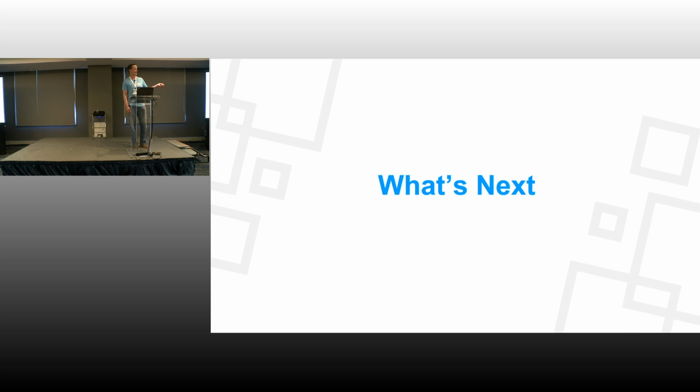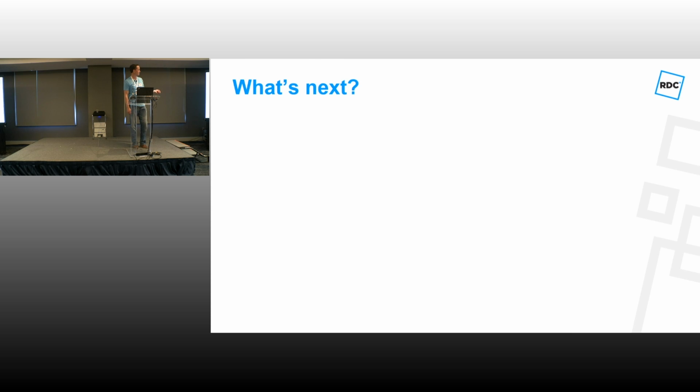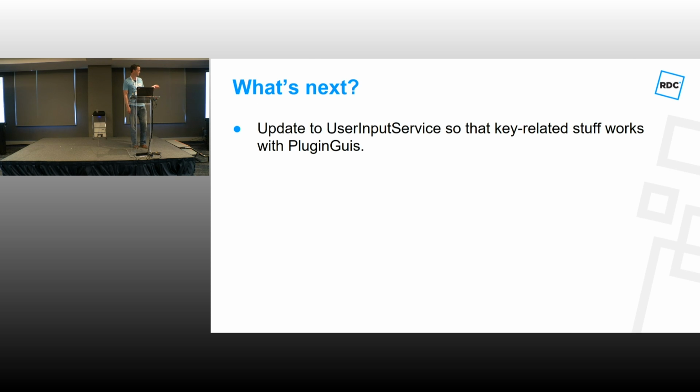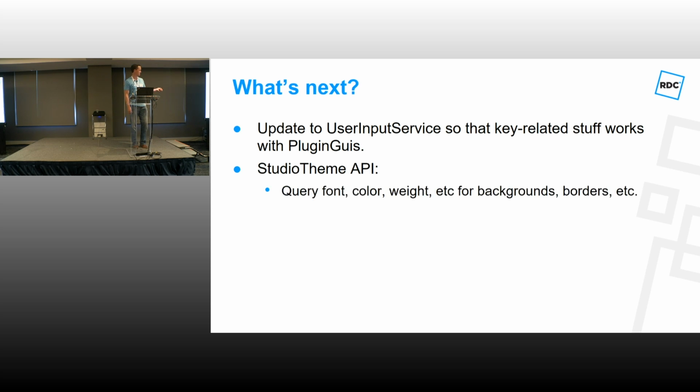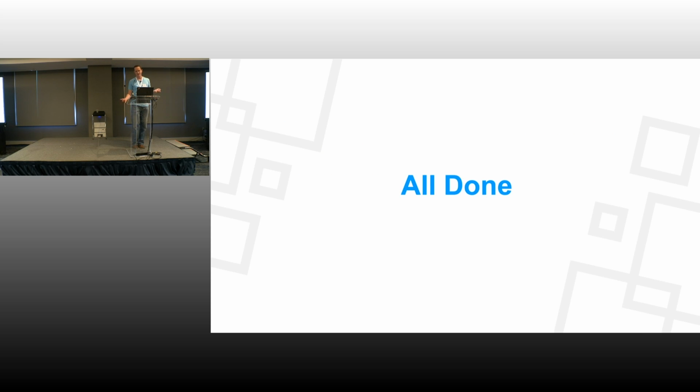Final topic, what's next? What's coming up that's exciting for plugins? Like I mentioned, we might update user input service, so at least you could get what keys are down inside of the plugin GUIs. We are going to add a Studio theme API that isn't just for plugins, but of course mostly useful for plugins. So you can query what the current color set is, get notified when the color set changes, and even provide tools to change the color set yourself. And that's pretty much it.